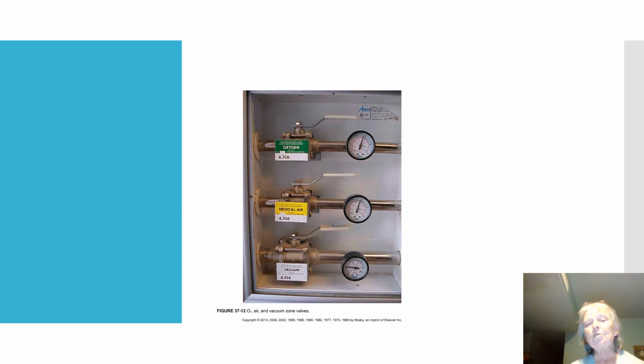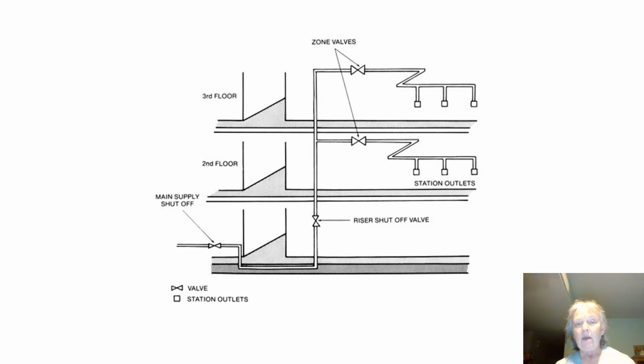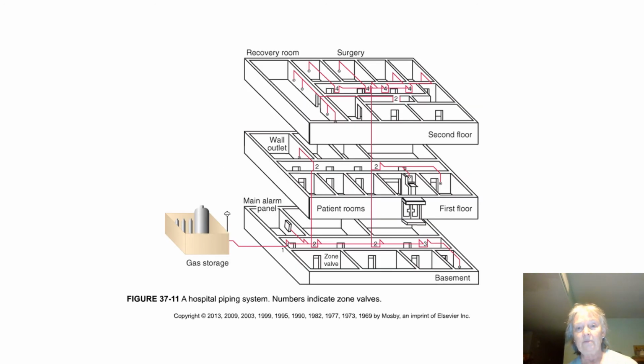This is an older zone valve, but you can see it's the same type of design. There's your oxygen, there's your medical air, and there's your vacuum. And the vacuum is just pure white, as you can see. And at this point, you can see the zone valves. They would be cutting off the various portions going to the different hospital areas. There's the riser. It's cutting off anything above that first floor. And there's your zone valves, again, just to show you that at that particular point.